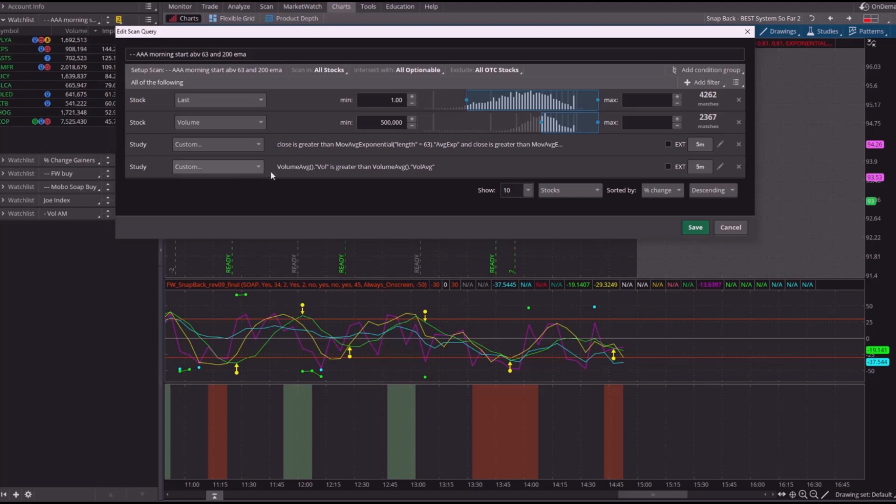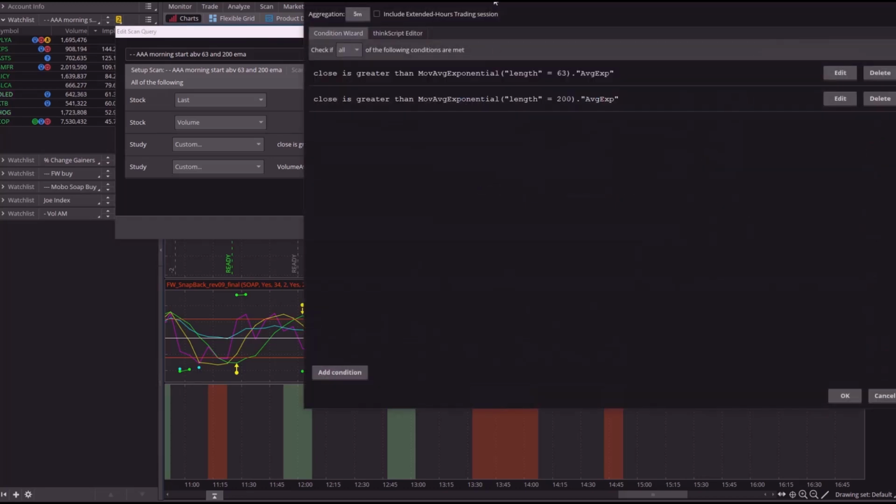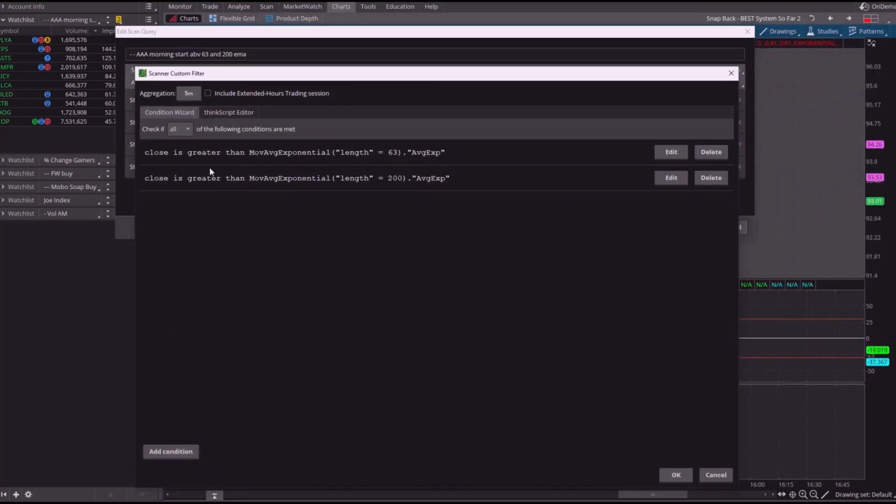Again, we have the volume average is greater than the volume average. And the key one here is you want to have close greater than moving average exponential length of 63, and it's also greater than moving average exponential 200.